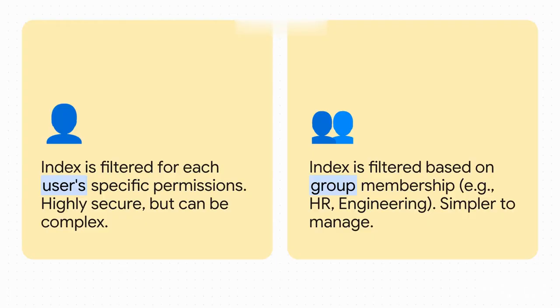You've basically got two main strategies for tackling this. On one hand, you have per-user filtering. This is the most secure approach, where every single search result is filtered based on that individual's exact permissions. It's airtight, but it can get complex to manage. On the other hand, you have per-group filtering, where access is controlled by roles like HR, engineering, or legal. This is often way simpler to manage and might be good enough for many use cases.